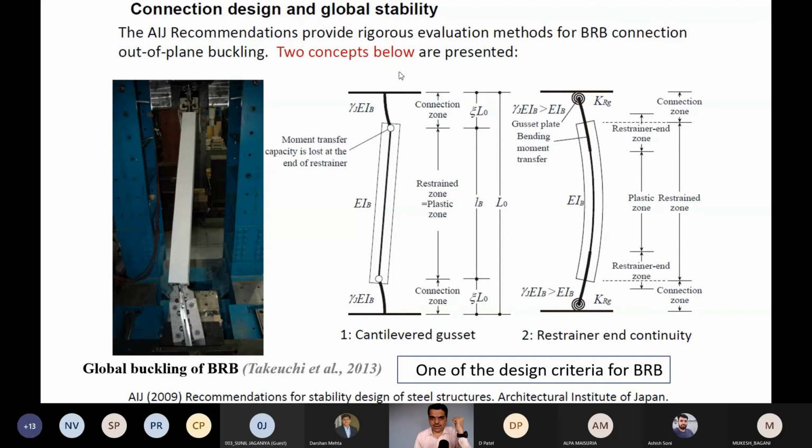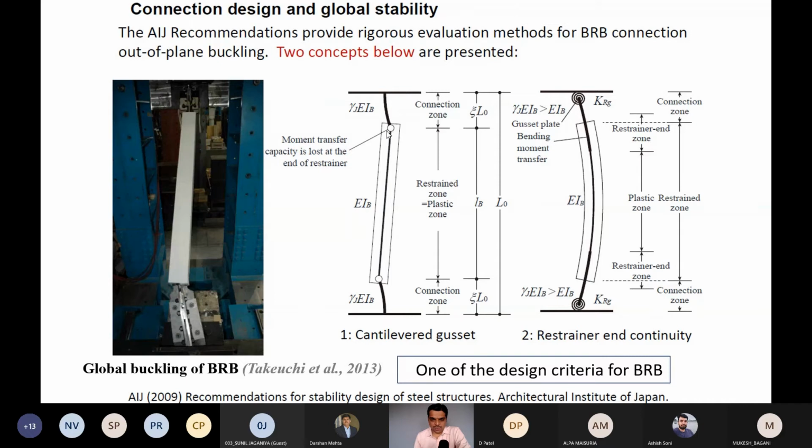So there are very detailed approaches given in the AIJ as well as the book which is prepared by Takeuchi. So this is the cantilever gusset, and this is the restrainer and continuity. Again, there could be different concepts. In this first concept, it's a cantilevered gusset, meaning fixed at this point and then pinned at this point.